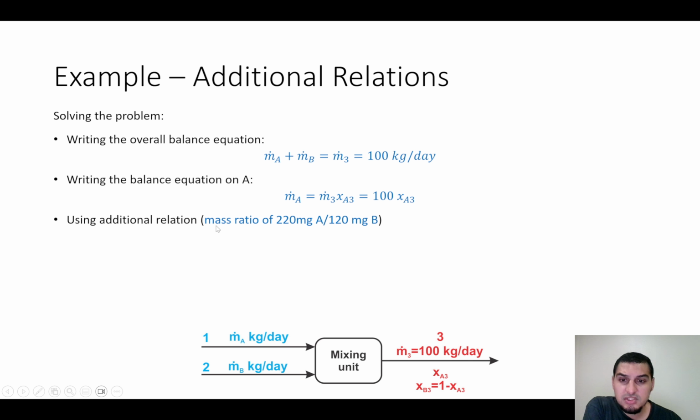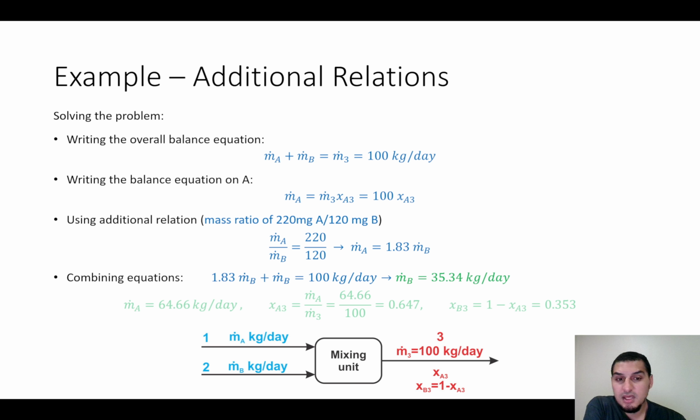The additional relation states that the mass ratio of A to B is 220 to 120. So this is MA dot over MB dot, which is 220 over 120. Now we have a relation between the mass flow rate of A and the mass flow rate of B. We can use this equation with the balance equation to find the mass flow rate of B, and then we can calculate the rest of the parameters. And this is how the additional relation can help us.